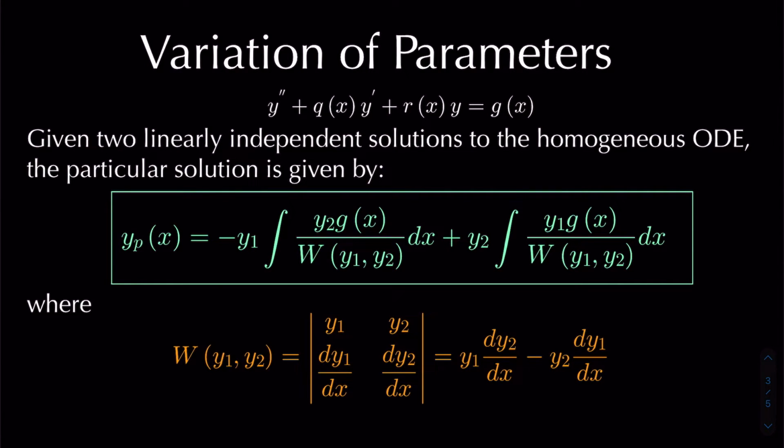As a quick overview, we'll first need to rearrange the ODE until it's in the correct form shown at the top of the screen. Then we'll need to find the Wronskian W, shown in orange, and then we can solve for the particular solution y sub p, shown in blue. And finally, we can write the general solution using the homogeneous solutions plus the particular solution. So let's get into the example.